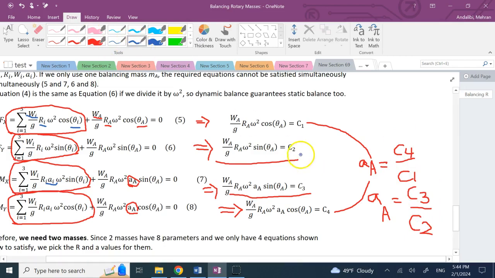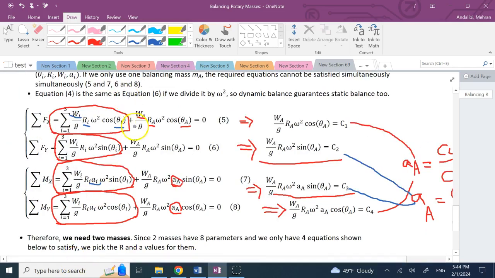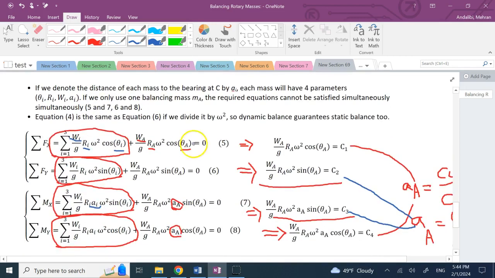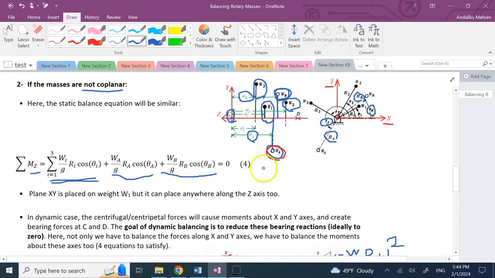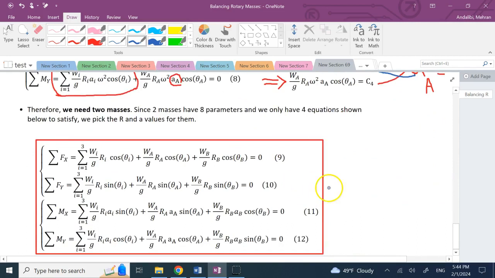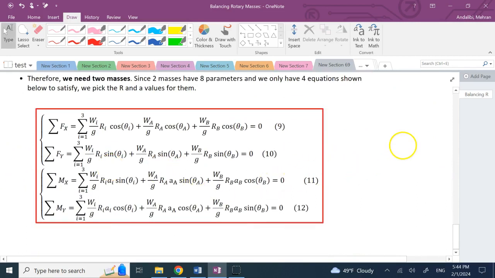Because it cannot be, that means I cannot satisfy these equations all at the same time with only one single mass MA, which is at an unknown RA, theta A, and AA. Okay, so these four equations cannot be satisfied with a single mass. Therefore, I need to have what? I need to have two masses, as I showed you in this picture. I need to have two masses, WA and WB.